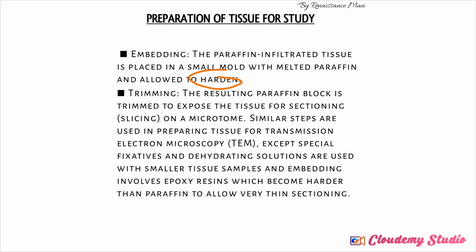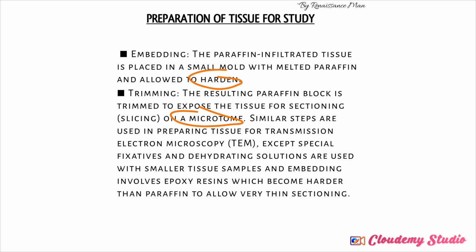So the next one is, once it has hardened, what I'm going to do next is to trim it. The resulting paraffin block is where your tissue is. You understand? The resulting paraffin block is then trimmed so as to expose the tissue for sectioning on a microtome. So we use microtome in sectioning or in cutting. I'm going to tell you what microtome is.